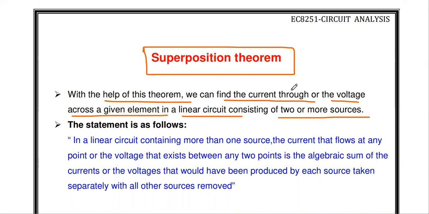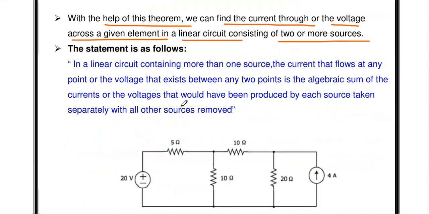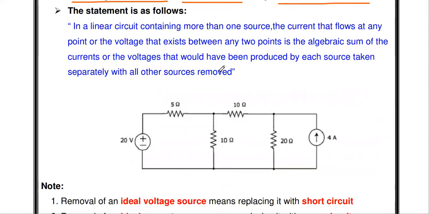The current flowing through a particular branch, or the voltage across any given element, is calculated using the superposition theorem, and it is applied only for linear circuits, which must consist of two or more sources. It is important. Now, what is the statement of the superposition theorem? To read the statement, first look at the circuit.